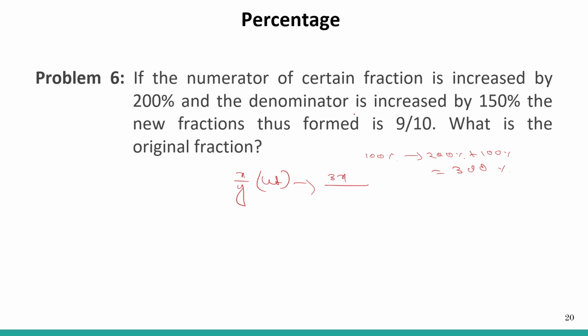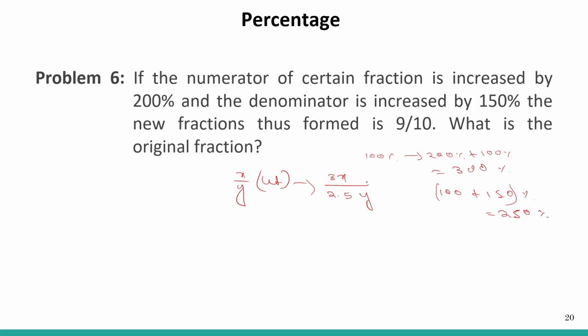Okay, and the denominator is increased by 150%. So it will become 250%. So 2.5y. So 100 plus 150% is equal to what? 250%. It won't be x, it will be y, as the denominator is increased by 150%.